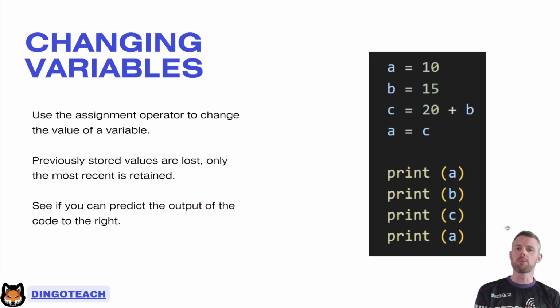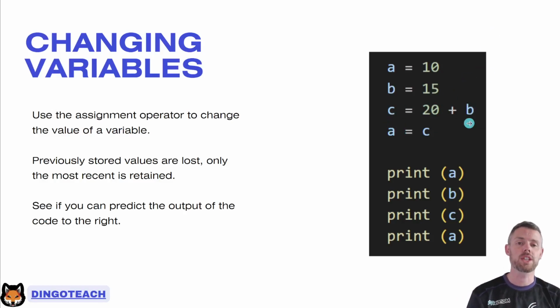Okay. Now, once you've made a variable, printing it isn't the only thing you can do. Manipulating it is another thing. Now, I'm going to talk about arithmetic operations in the next video, but for right now, let's look at this example. I've got a equals 10, so it's going to make an integer called a and set its value to 10. I've said b equals 15. c is equal to 20 plus b. So see if you can figure out what that is.